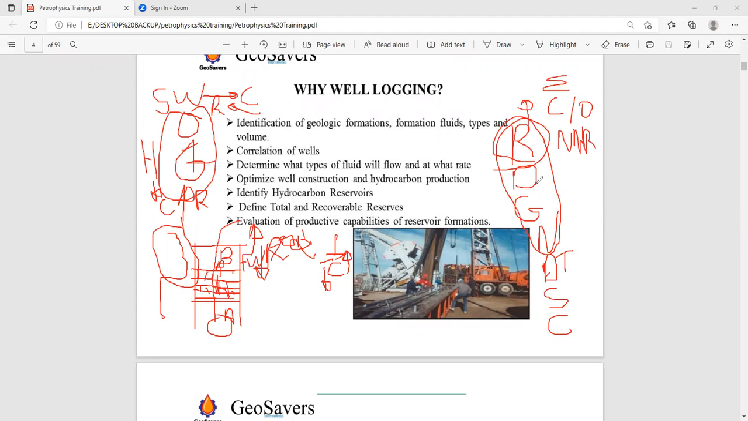So the next one now, what I'm going to look at first is the gamma ray. Gamma ray measures the natural radioactivity in the formation. So it's a natural phenomenon. It measures a natural phenomenon. You don't need any source to send any information into the reservoir.